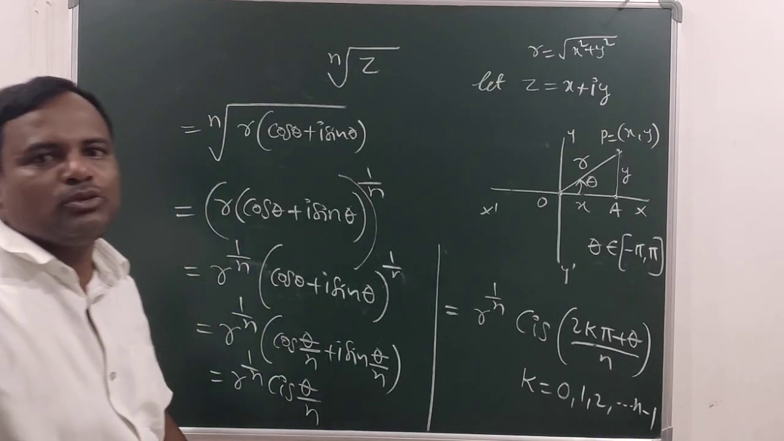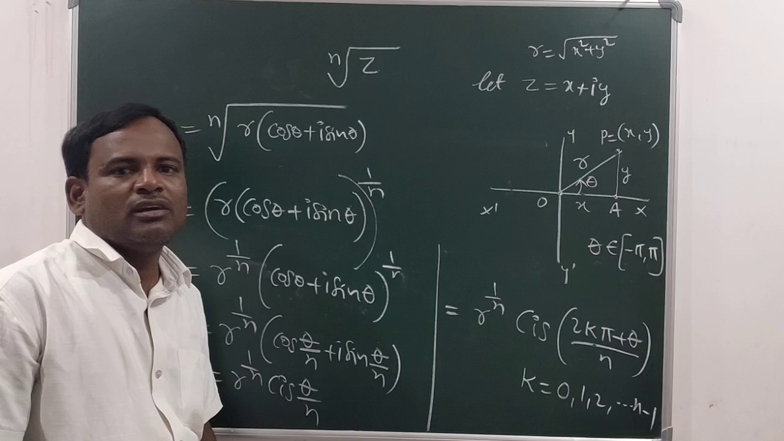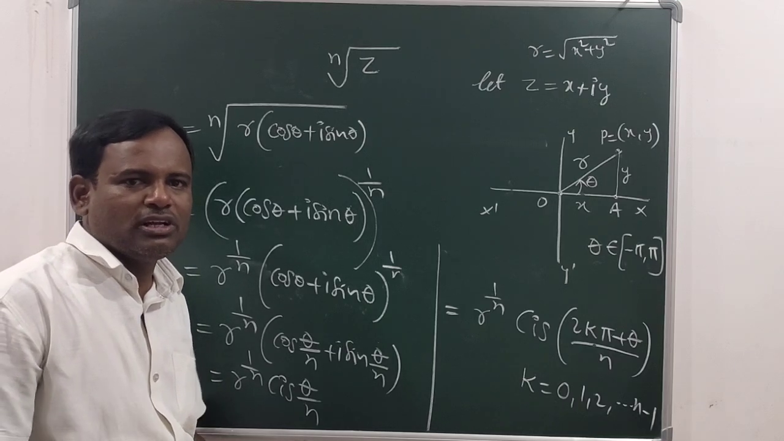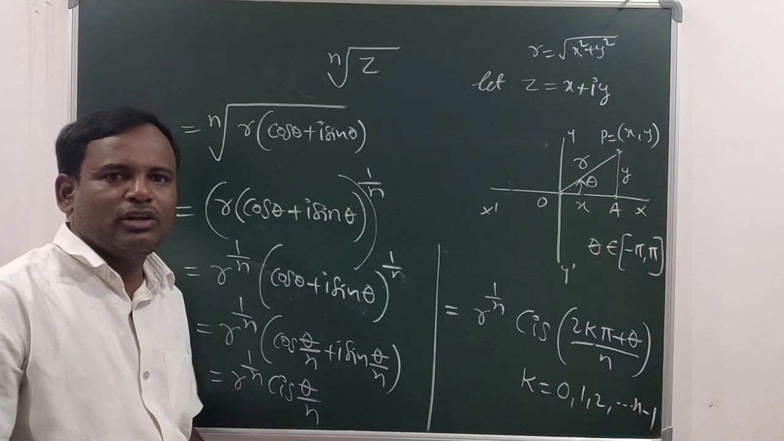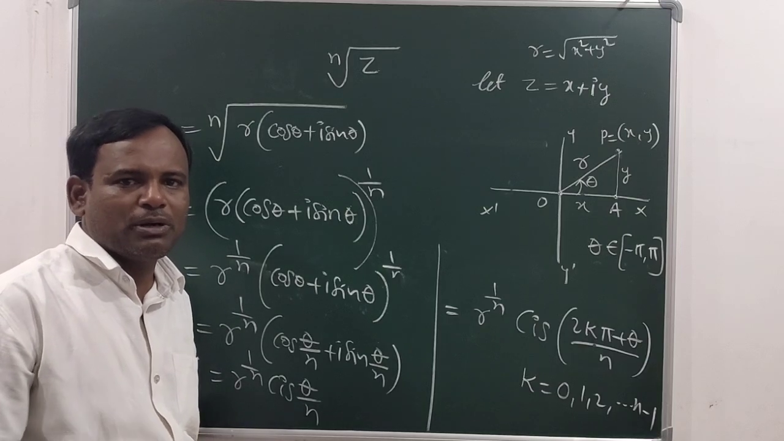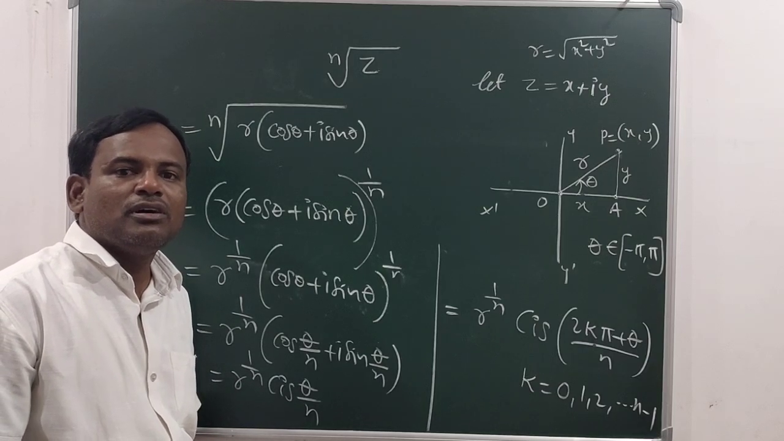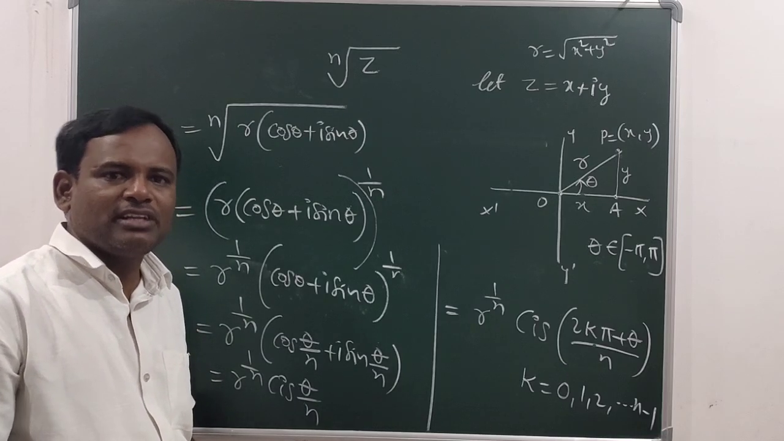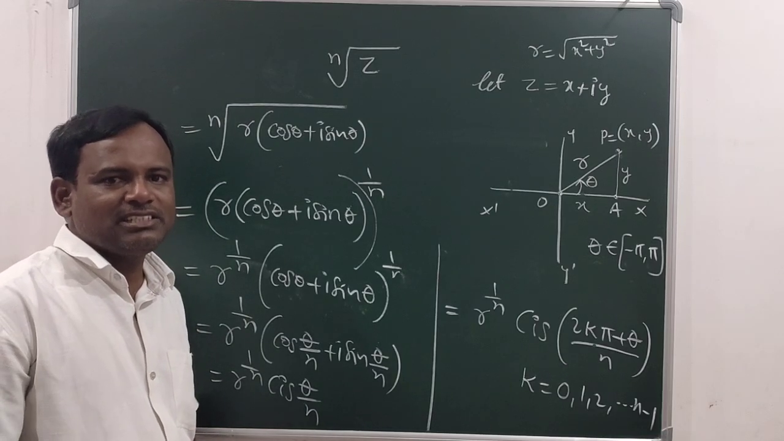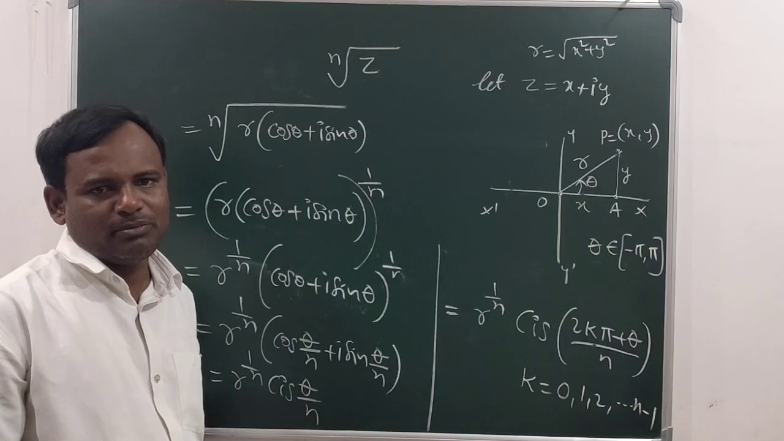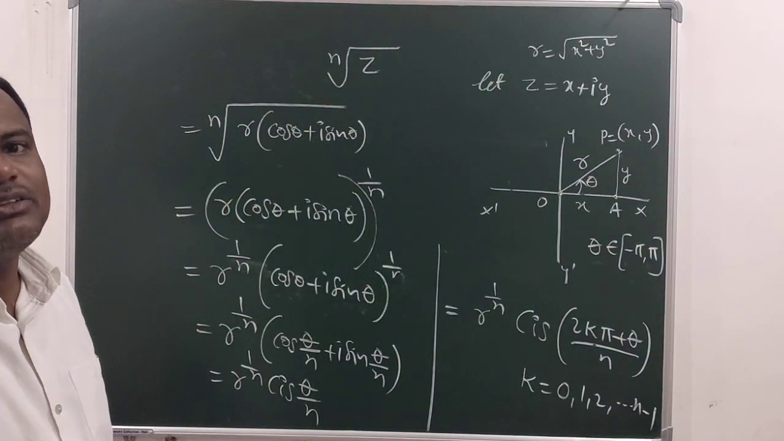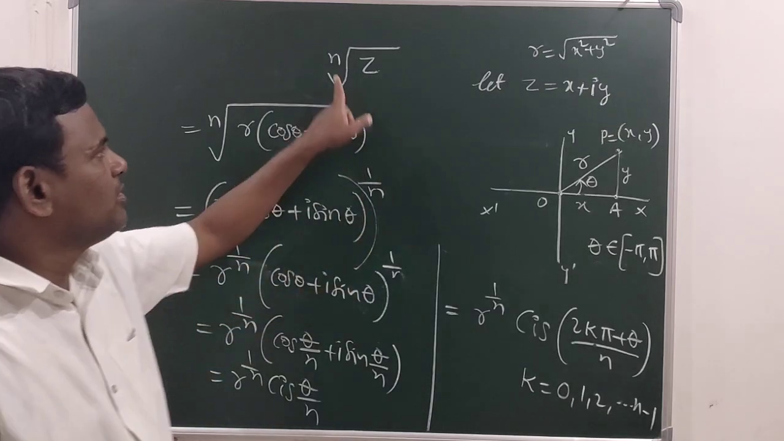But here we come to complex numbers. Why have mathematicians introduced complex numbers? Actually, to do all the mathematics problems by real numbers is not possible. So the real number set was extended as complex numbers. So this is a way to find the nth root of a complex number.